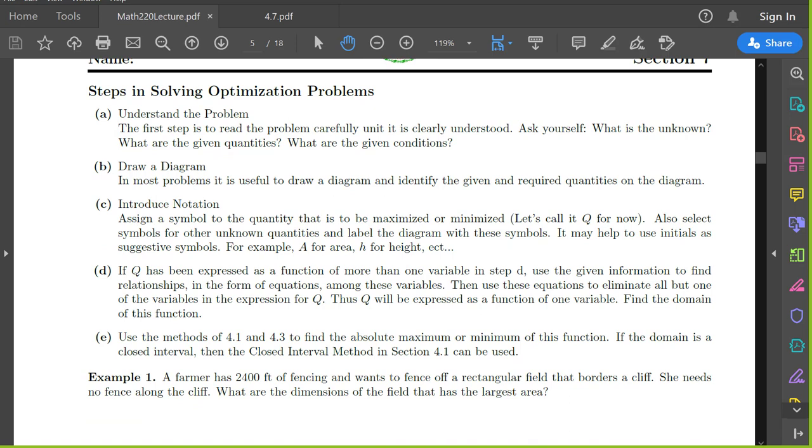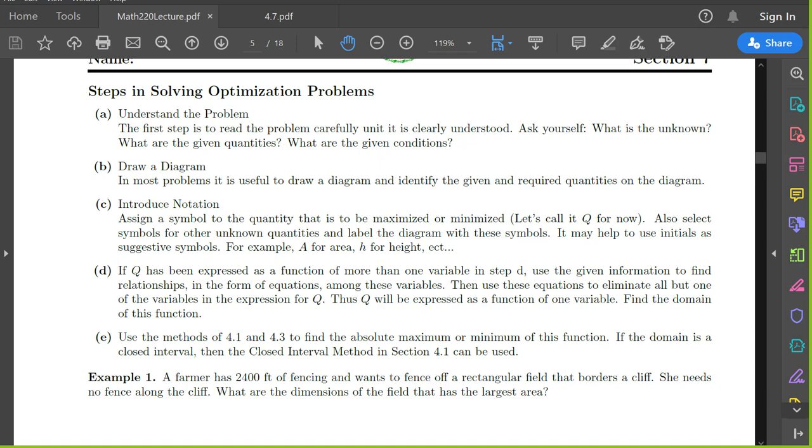To solve an optimization problem, the first step, as always, should be to read the problem carefully until it is clearly understood, and ask yourself, what is the unknown, what are the given quantities, and what are the given conditions? Then draw a diagram, and that is very helpful because oftentimes, as with other application problems, we're going to need to use some geometry or something else to help us simplify the situation. And we need to introduce notation similar to what we did with the related rate problems.